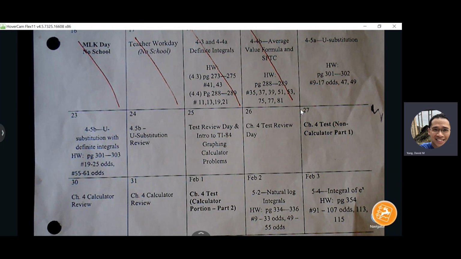Now on the calculator portion, I will give you a summary sheet. So if you forget some keystrokes, you can use that as a way of remembering, to help you through those processes.